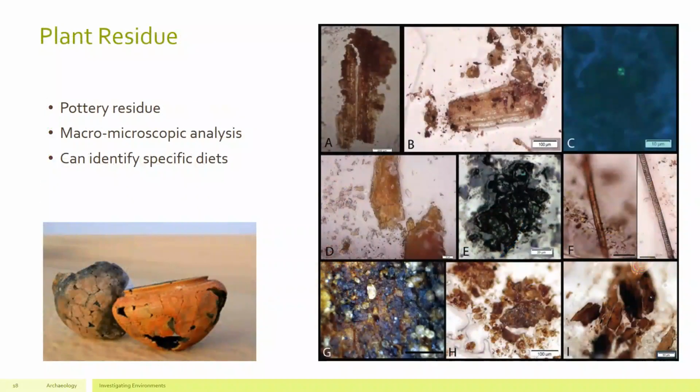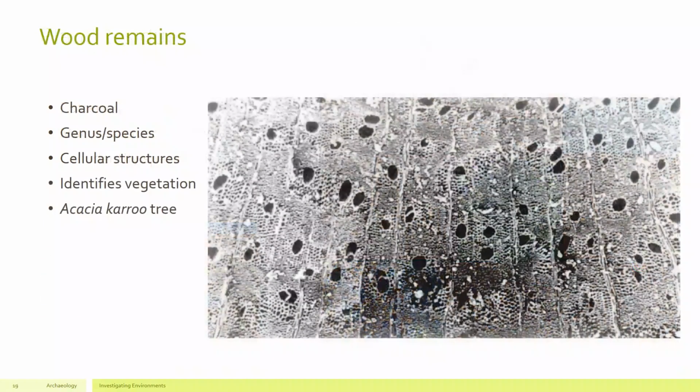Different kinds of plant residues can be found in cooking and charred, especially inside ceramics that were used to cook different plants. So pottery residue analysis is macro and microscopic analysis of different charred remains, can identify specific foods, plants in particular, that were cooked and eaten, presumably eaten.